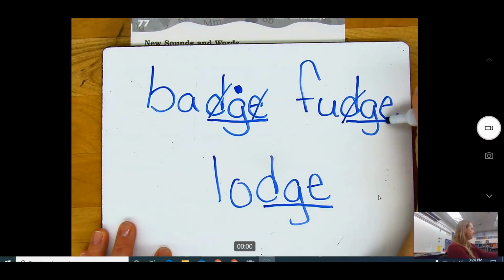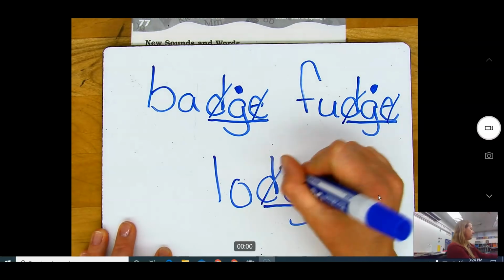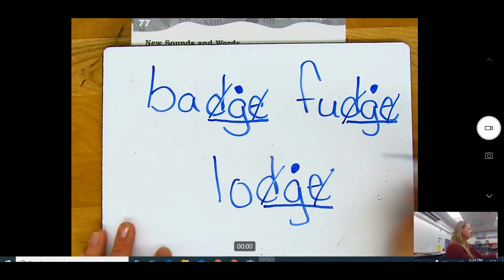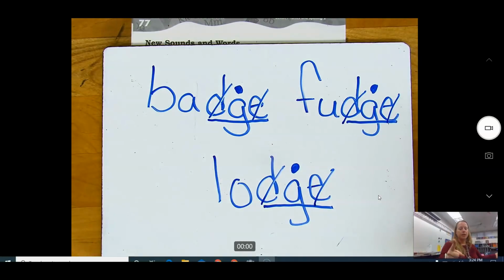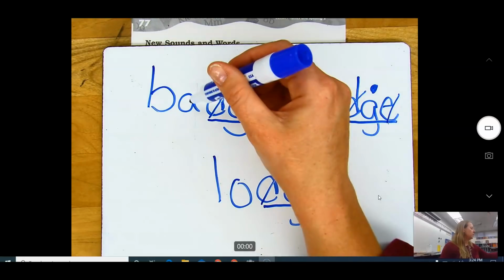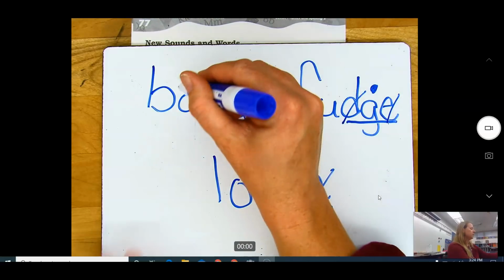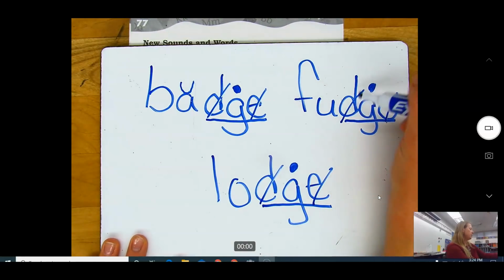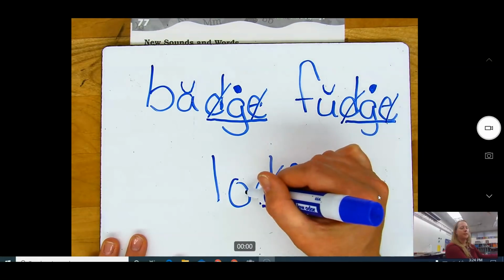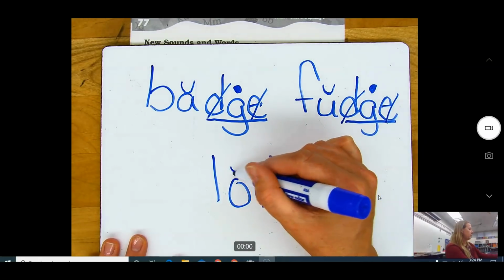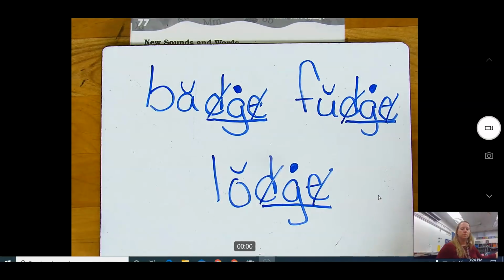Okay? And then these are all, how many syllables are these words? Badge, pop your fingers, fudge, and lodge. They're all 1-syllable words, okay? So when a vowel is followed by a consonant, we code it with a breve. And this vowel is followed by a consonant, we code it with a breve. And this vowel is also followed by a consonant, we code it with a breve. So they all have the short sound. Okay? And that is the only codings that these words have. Now we know how to say these words after we code them.